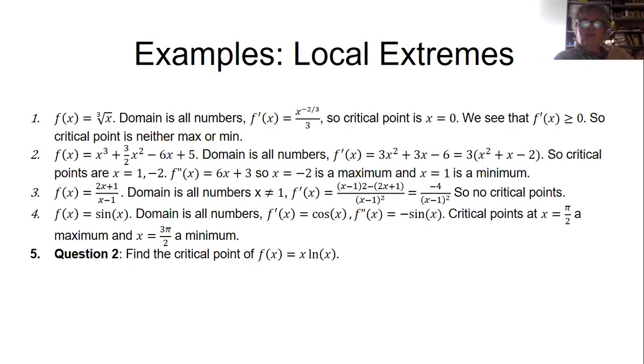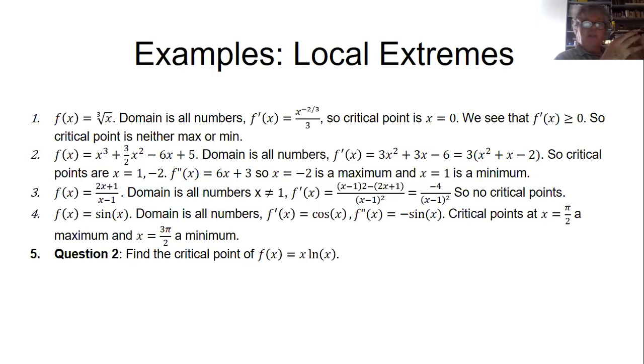Easiest thing here to do is to do the second derivative, which is 6x plus 3. So at x equals minus 2, the second derivative is negative. So x equals minus 2 is a maximum. At x equals 1, 6x plus 3 is 9, is positive. So x equals 1 is a minimum. Okay, so it goes up, down, up.